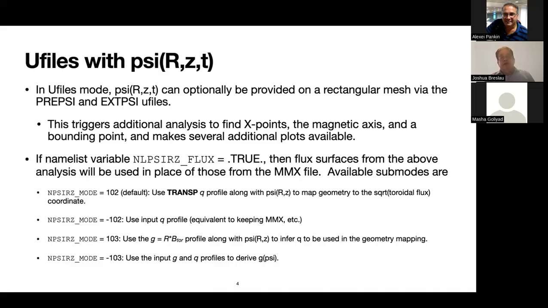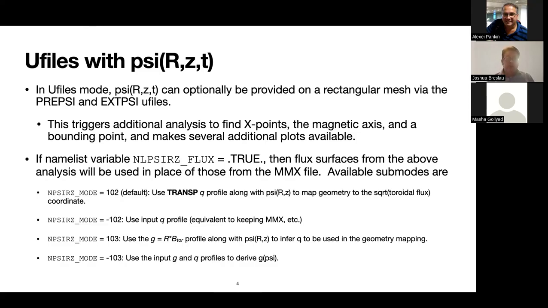Another option in U-files mode is to provide the poloidal flux as a function of R and Z in time on a rectangular mesh via PSIRZ and XPSI U-files. If this is done, then additional analysis is done in init to find X points, the magnetic axis, and a bounding point using part of the iSolver library. This makes some additional plots available. And if, in addition, you set the namelist variable NLPSIRZFLUX to true, then those flux surfaces will be used in place of those that would be read from the U file. So you can use psi instead of that.